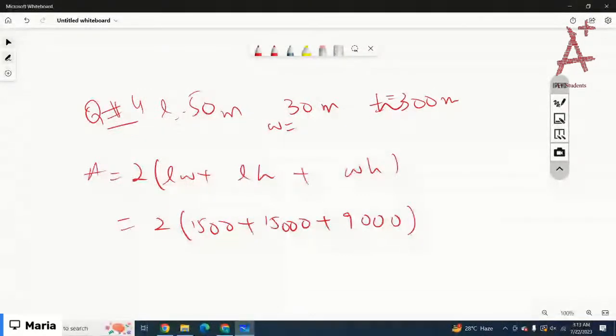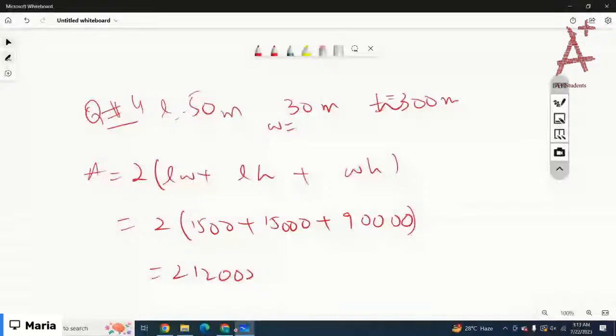Let me just check. Length width, 3 times 5 is 15, 1,500. Length height, 5 times 3 is 15,000. Width height, 30 times 300, that is 9,000, not 90,000... Here is 9,000 plus 15,000 plus 1,500, and you have to multiply 106,000 times 2. That is 212,000. Okay, in the question you are given the windows are I think one fourth of the building.